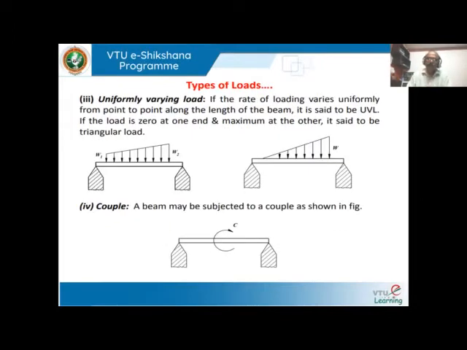Then we have the uniformly varying load. So what is a uniformly varying load? The load varies from one point to another in a linear fashion, that is, in the form of a triangle. So that's why we call this a uniformly varying load or triangular load. In addition to that, we also have one more type of load, that is a couple.